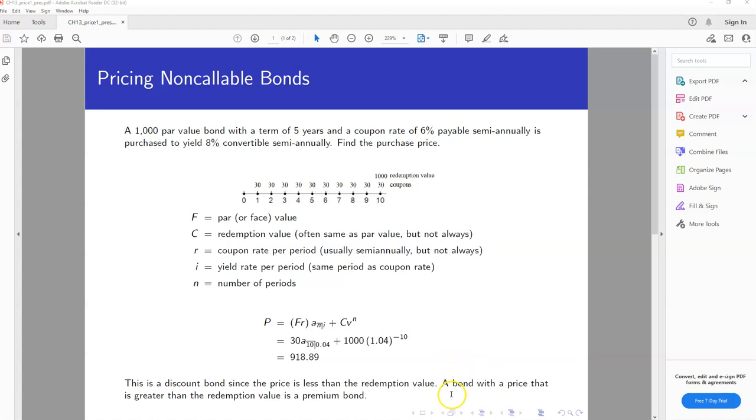Likewise, from another definition, if the bond has a price that's greater than the redemption value, then we refer to that as a premium bond. And then it's the exact opposite situation. For a premium bond, we would have a yield rate that would be less than the coupon rate. So the coupon rate is paying a better interest rate than what the investor could be expected to get, say, from the market.